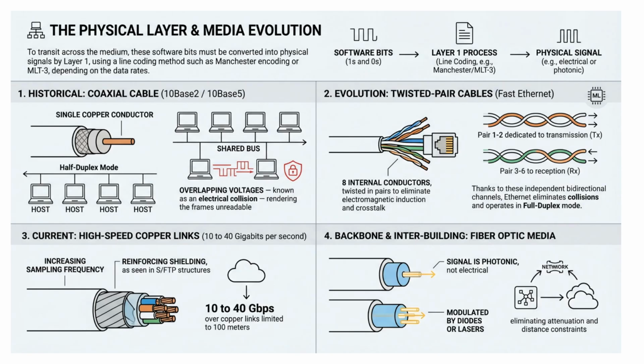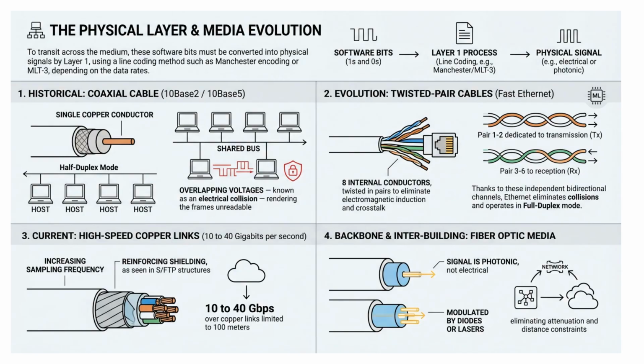To transit across the medium, these software bits must be converted into physical signals by layer 1 using a line coding method, such as Manchester encoding or MLT3, depending on the data rates. Historically, the 10-base-2 and 10-base-5 standards used coaxial cable. This medium featured a single copper conductor shared by all hosts. This physical architecture enforced half-duplex mode. Since the medium could only support one electrical signal at a time, any simultaneous transmission caused overlapping voltages, known as an electrical collision, rendering the frames unreadable.